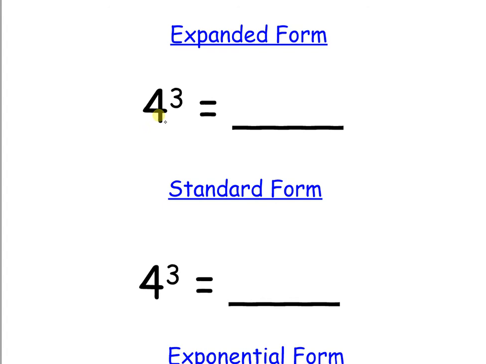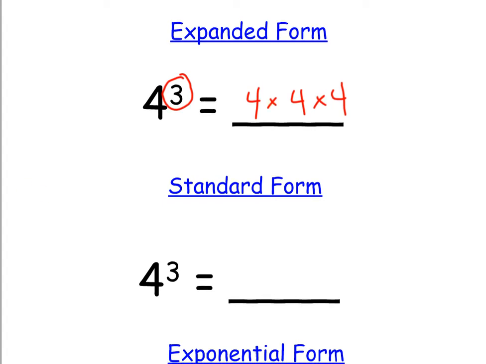So here we have 4 to the third power, and we're being asked to write it in expanded form. So we take our base, which is 4. We see that our exponent is 3, so we multiply it times itself 3 times. And that's your answer for expanded form. It just wants you to expand it out.